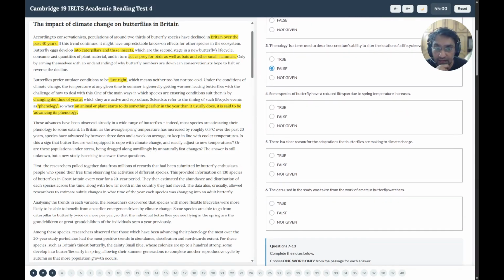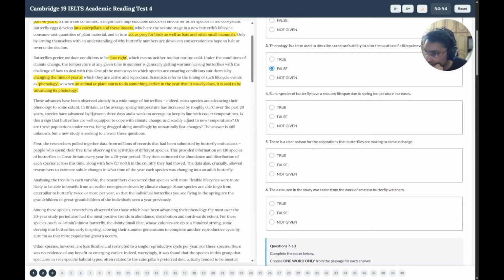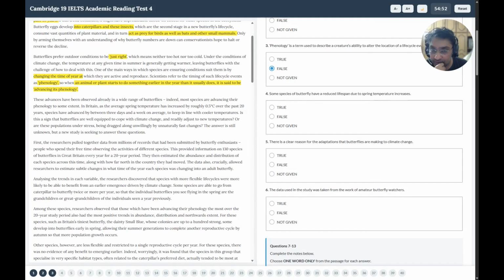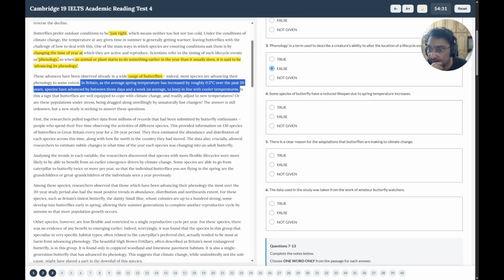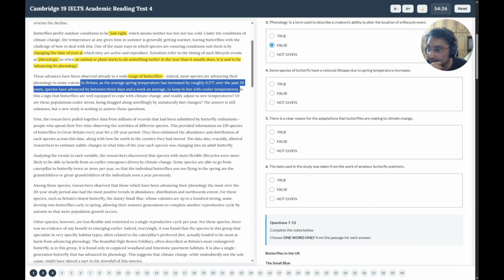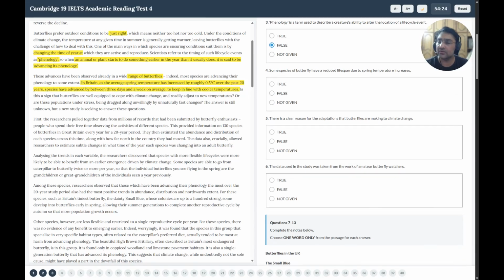Some species of butterfly have a reduced lifespan due to spring temperature increases. Let's have a look. I have observed widely in a wide range of butterflies. Butterfly, okay. Range species, okay, we seem to have found something. In Britain, as the average spring temperature has increased over the past years, species have advanced between 3 days and a week on average to keep in line with the cooler temperatures, and are ready to adjust to new temperatures.